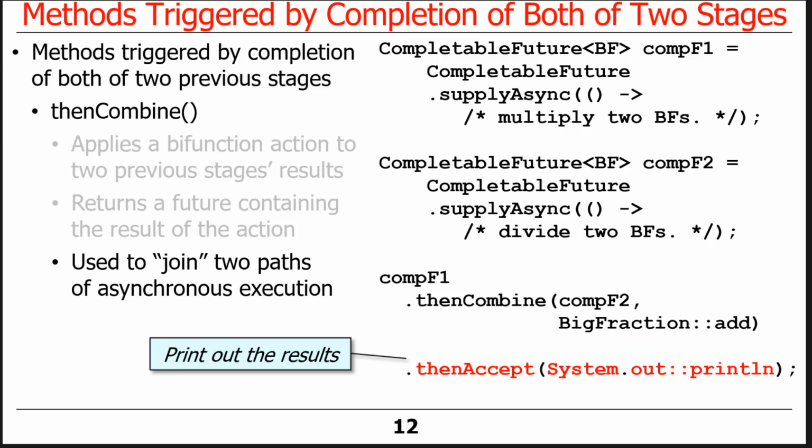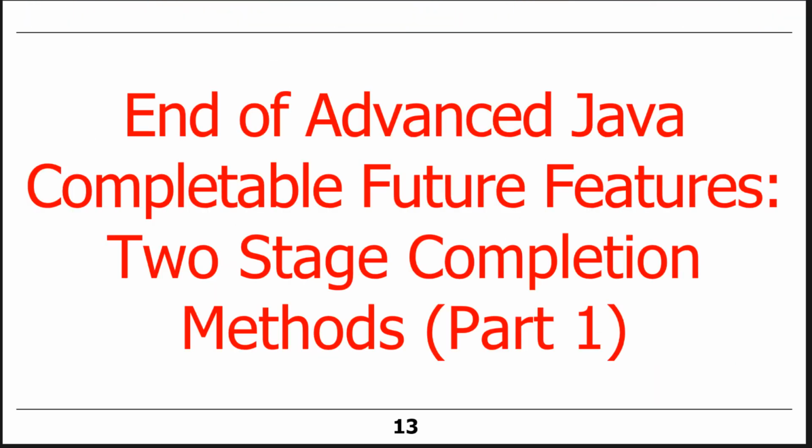So we use thenAccept just to print the results out. Obviously, thenAccept doesn't get called back until thenCombine is finished, and thenCombine doesn't get called until both of its compF1 and compF2 CompletableFutures are done. OK, so that's an example of an AND.